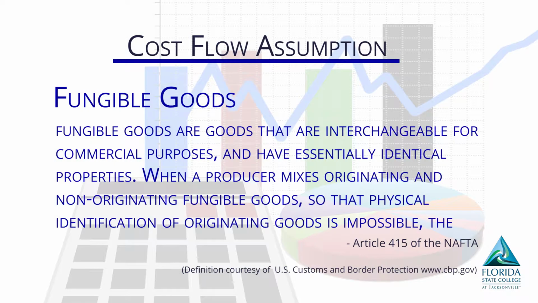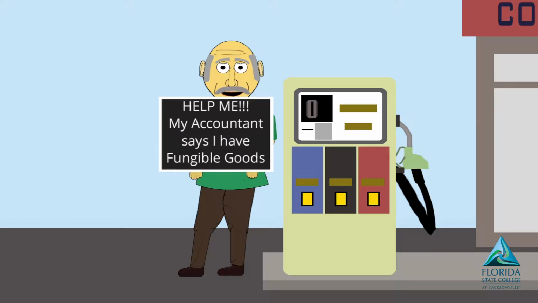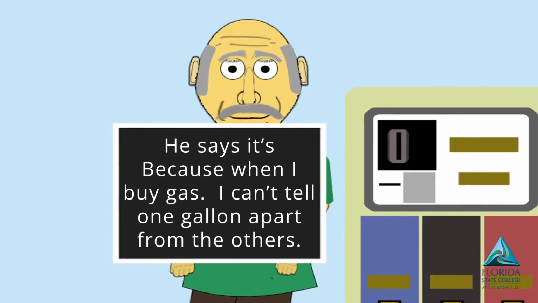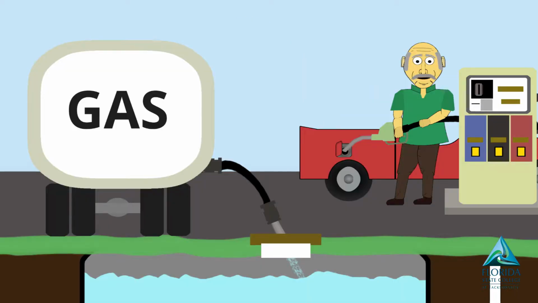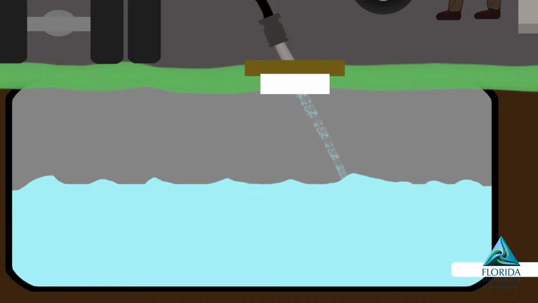We're going to use fungible goods. Fungible goods cannot be distinguished from the individual units. For example, if you owned a gas station and kept buying and selling gas at different times, you wouldn't be able to tell 1 gallon that's pumped out from another. We're going to account for the flow of unleaded gasoline through our service station in our first month of operation.